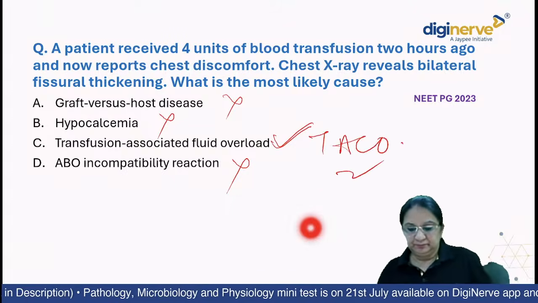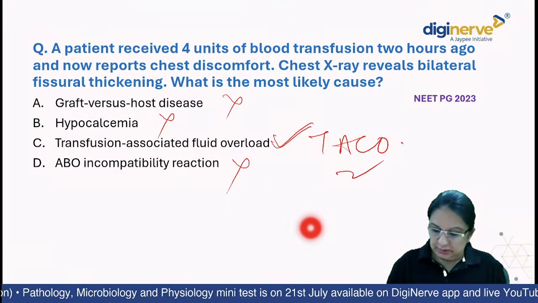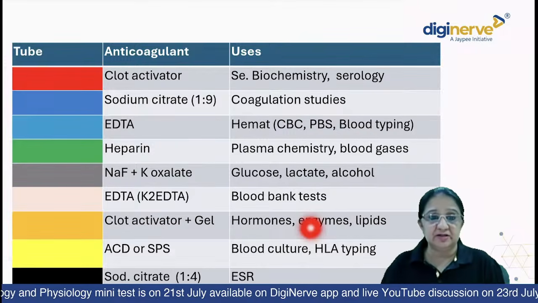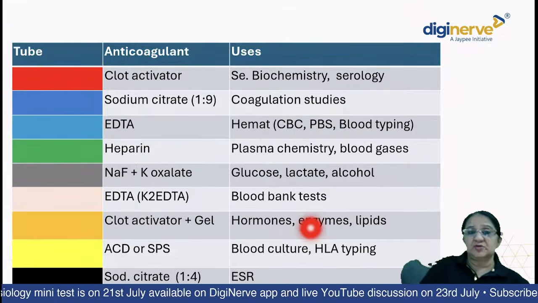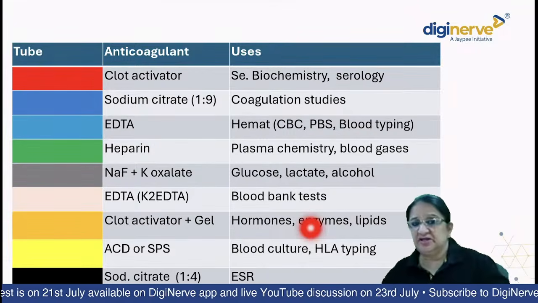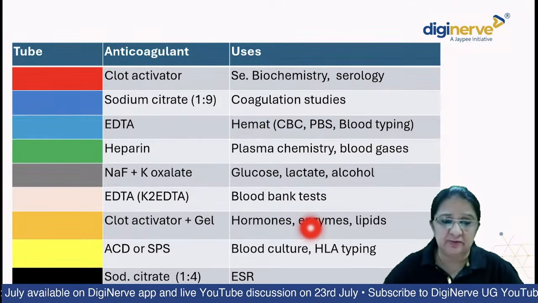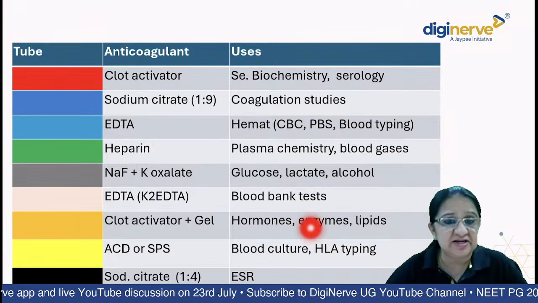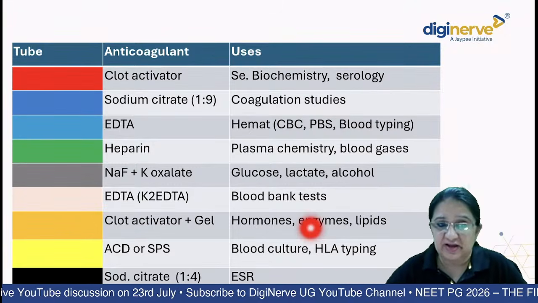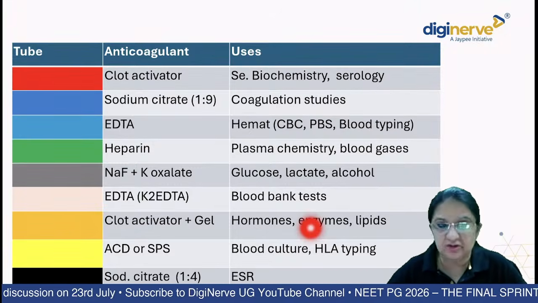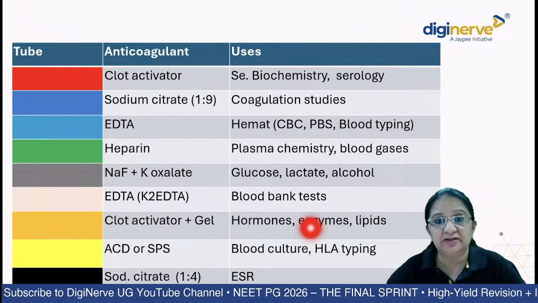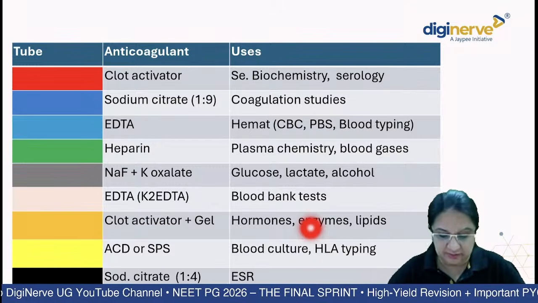All right. So this was all about blood banking. I've very quickly covered the vacutainers and the color coding of the vacutainers, because these days NEET PG also follows some of the pattern of questions asked in ionized set. In ionized set, they very commonly ask about the vacutainers and color coding. So I just thought I'll illustrate in a table the anticoagulants and the uses of various color coding.